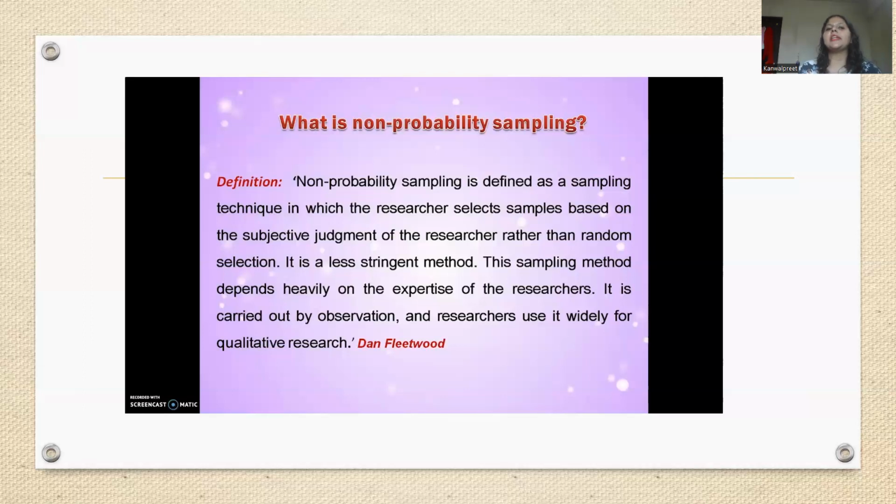So generally non-probability is also qualitative, but again, it depends upon your objectives, your hypothesis, and your sample, from whom you are collecting your data. Now there is a concept of whether your population is infinite or finite. Depending on that, you can decide.